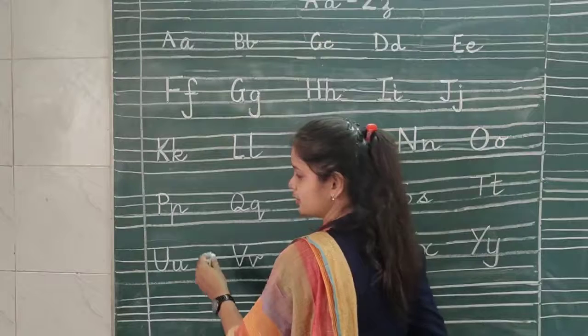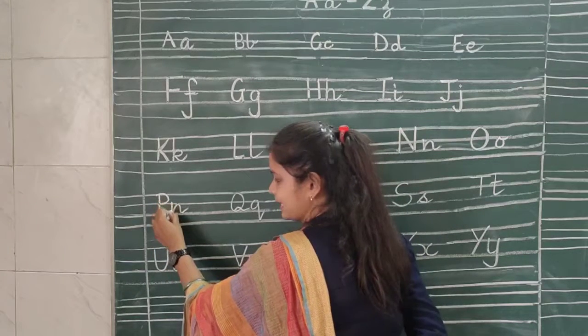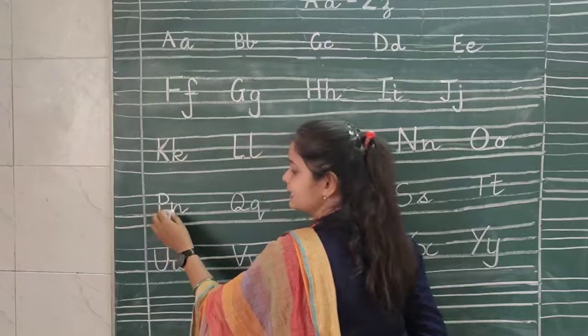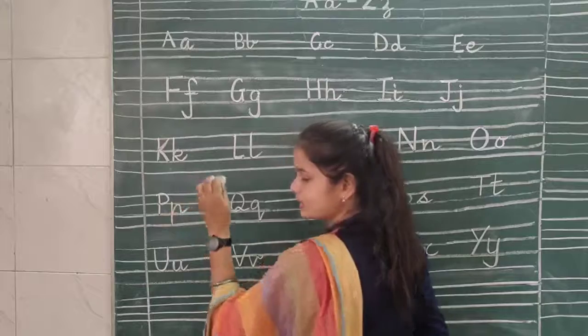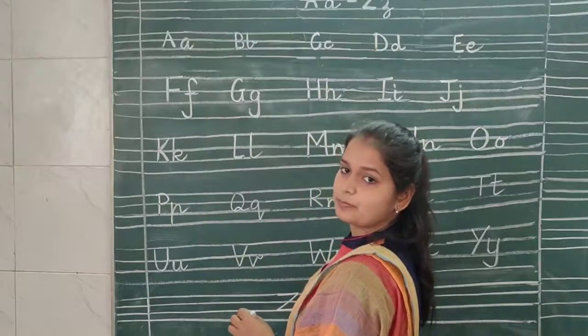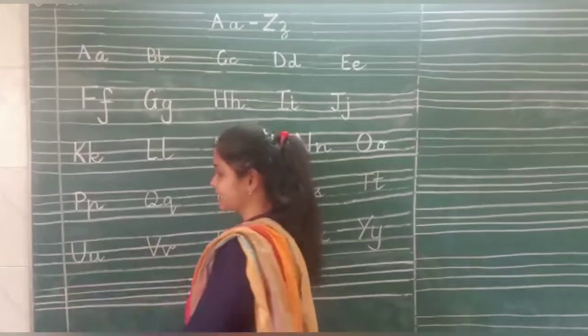Now small p, children, pay attention on small p. Straight line from the second line till the last line, then up, round, down and a small kick. This is p.